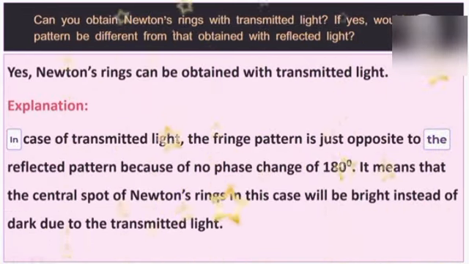Can you obtain Newton's rings with transmitted light? If yes, would the pattern be different from that obtained with reflected light? Yes, Newton's rings can be obtained with transmitted light. In case of transmitted light, the fringe pattern is just opposite to the reflected pattern because of no phase change of 180 degrees. It means that the center spot of Newton's rings in this case will be bright instead of dark due to the transmitted light.